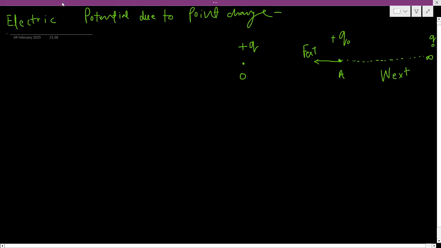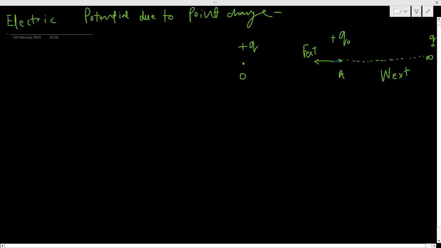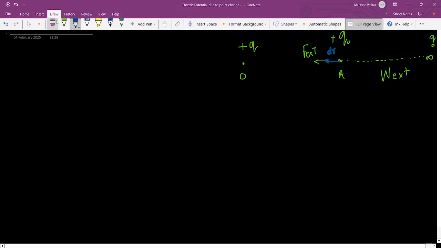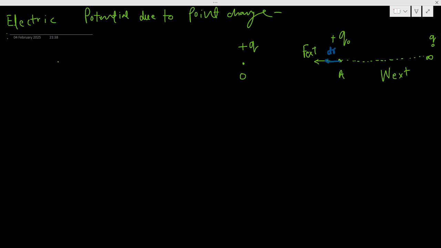Let's change the color. We can take this color. So this is called dr, which is the small displacement. Now you can find the work done. So what is work done? How much work is done on bringing the charge from infinity to this point?